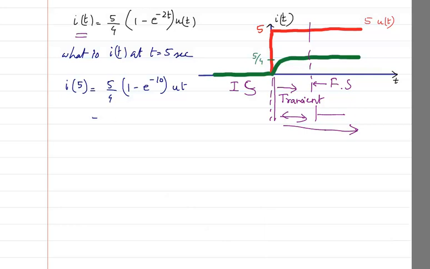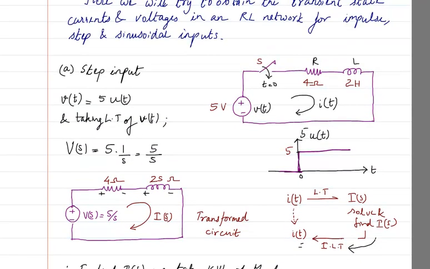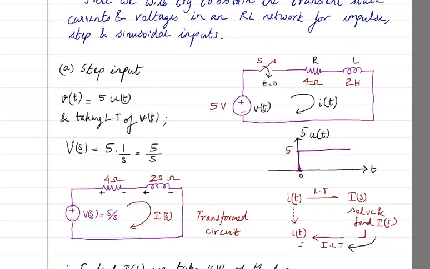If you substitute the values, you will get the value here as 1.241, and since this is current, I will write this as amperes. That is, at 5 seconds, this is the value of the current flowing through the circuit, and it is changing, isn't it? It is changing, that's why it is called a transient. So this is the case when we have a unit step, or not unit step, a step input. Let us also look at what will happen when it's an impulse.